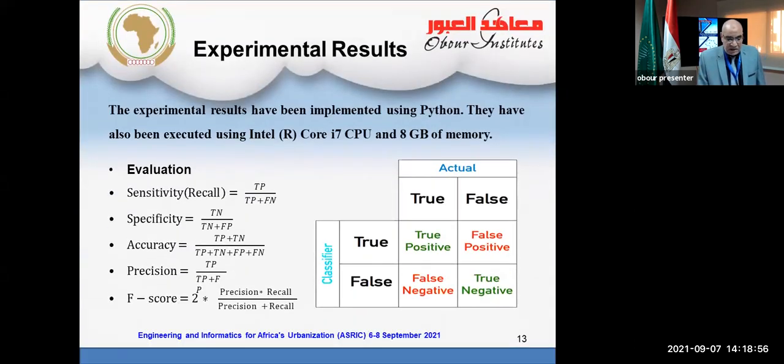The experimental results have been implemented using Python. They have also been executed using an Intel Core i7 CPU and 8 GB of memory. Evaluation here is done with a confusion matrix, and we can compute the accuracy for every model.